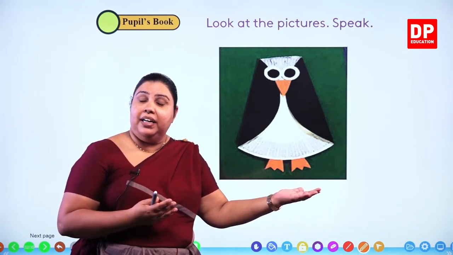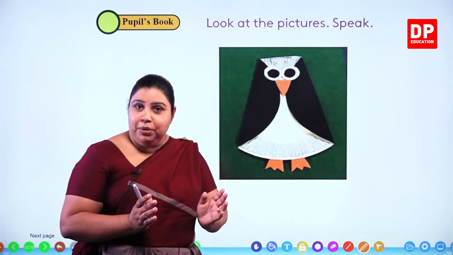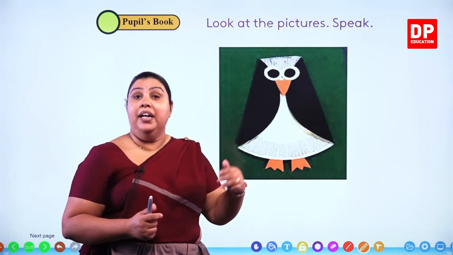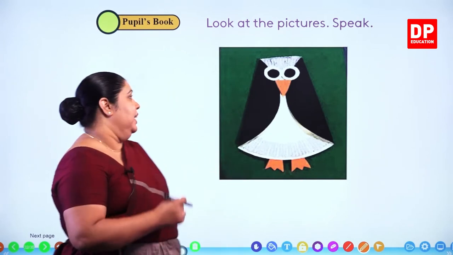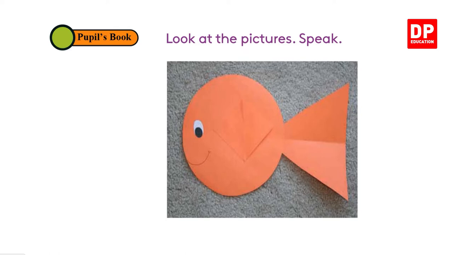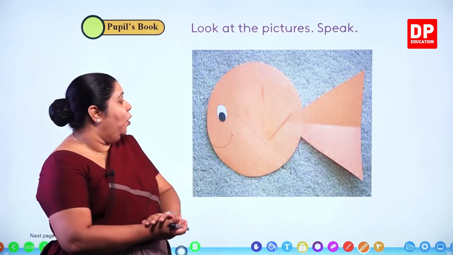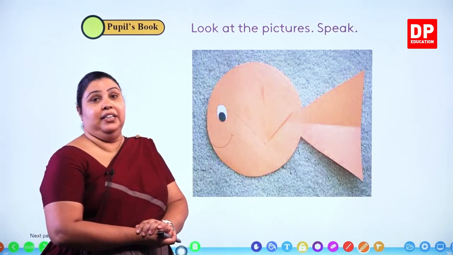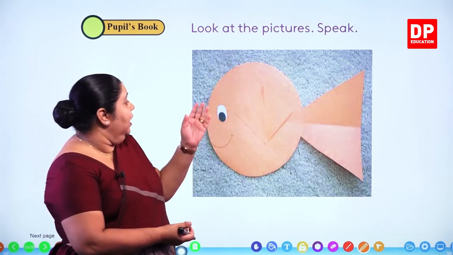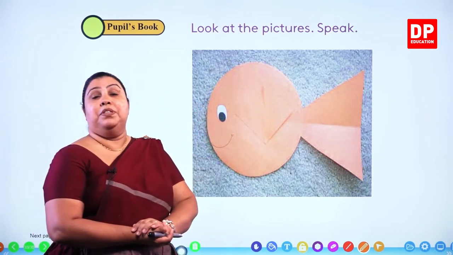You will also make some beautiful pictures and you can go ahead talking about them like this. Then we'll speak about our next picture. Look at the picture. Now let's speak. What is this? I am a fish. My body is orange color. I have used oval shapes for my eyes.